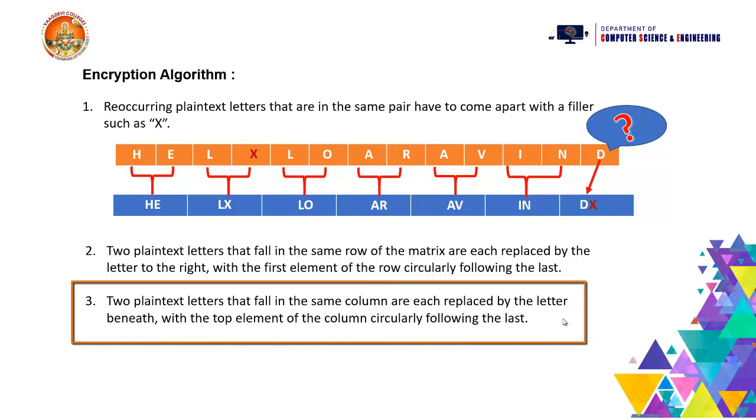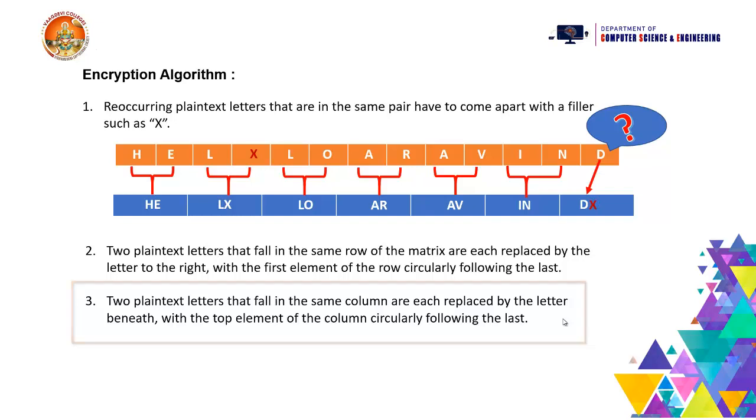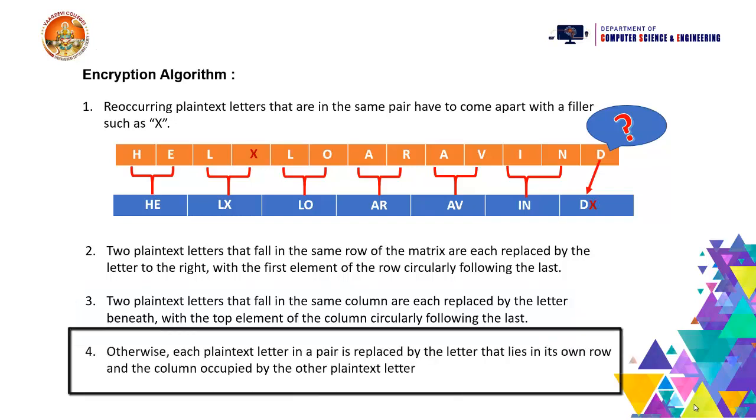substituted with the immediate below letters. Assume if the letter is the last letter of that column, that will be replaced with the top letter of the column. Otherwise, each plaintext letter in a pair is replaced by the letter that lies in its own row and the column occupied by the other plaintext letter.